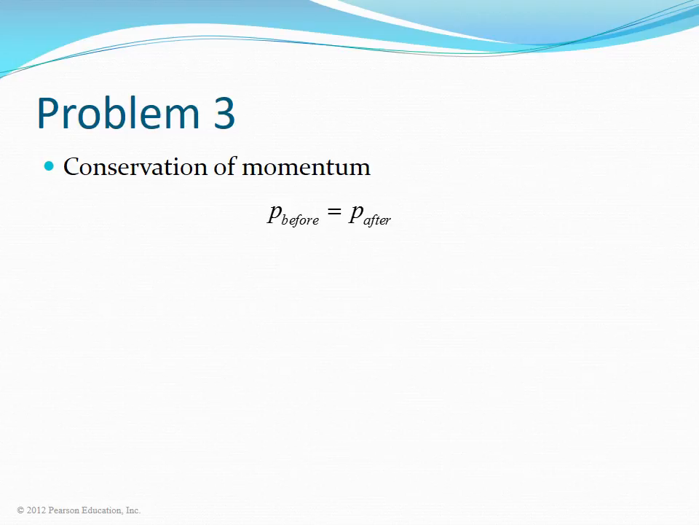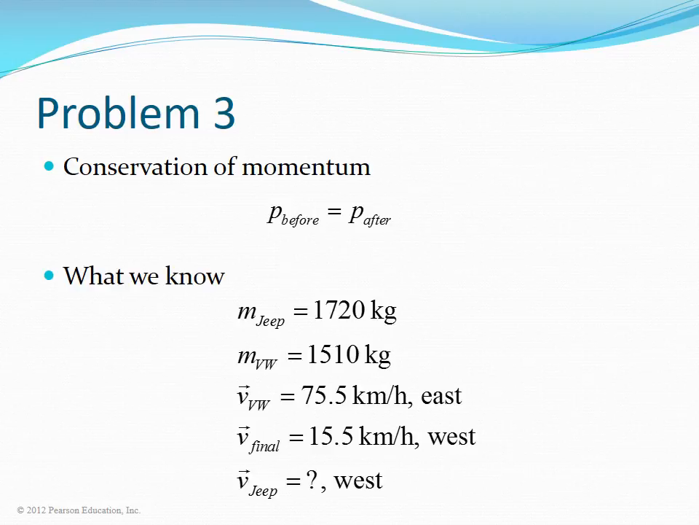We must use conservation of momentum to solve the problem. We know the mass of the Jeep, 1,720 kilograms, the mass of the VW, 1,510 kilograms, the initial velocity of the VW, 75.5 kilometers per hour east, and the combined final velocity of the Jeep VW system, 15.5 kilometers per hour west. We do not know the initial speed of the Jeep, but we know it was traveling west.